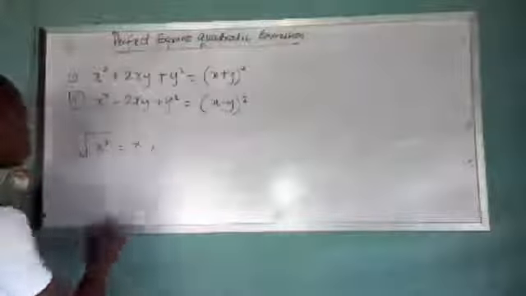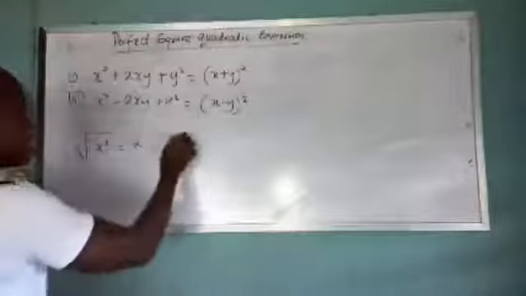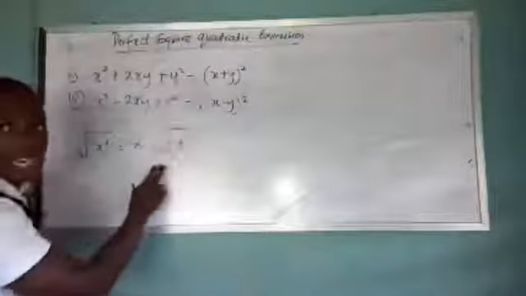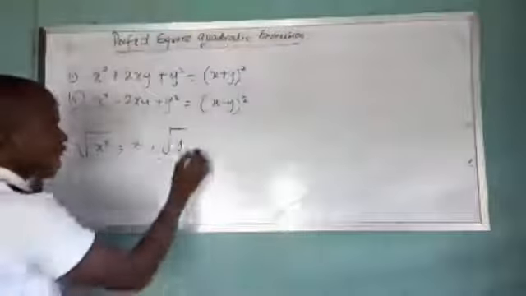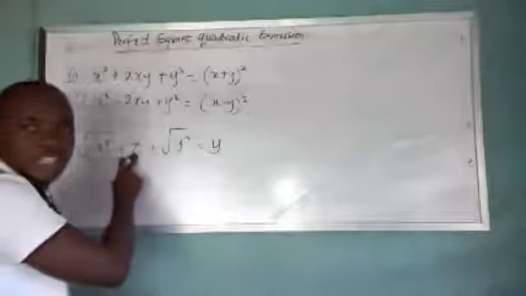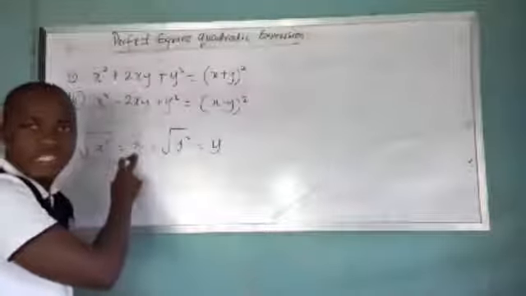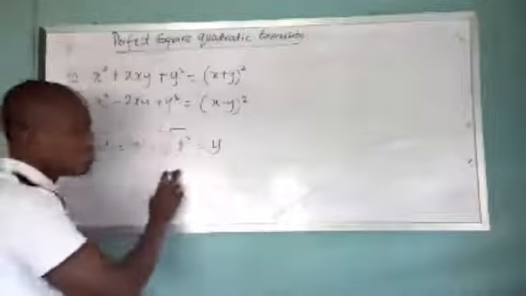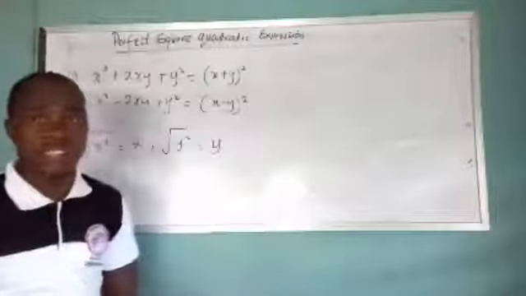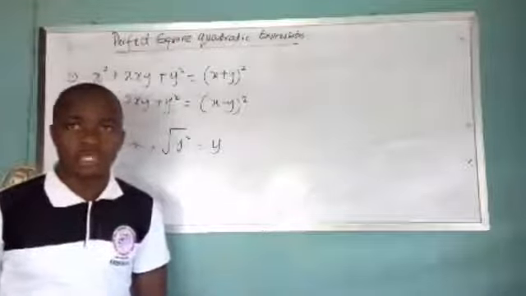And also the last term, y squared, put it under a square root. What do we have? We have y. That is, the first term is a perfect square because it gives us an exact value. And the last term is also a perfect square because it results in an exact value. Are you getting what I'm saying?